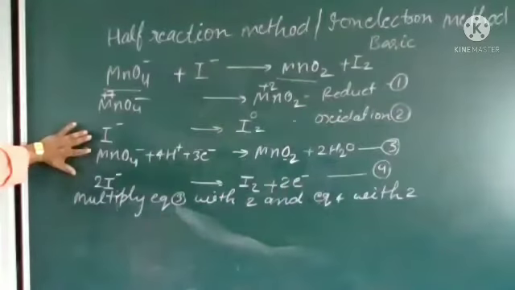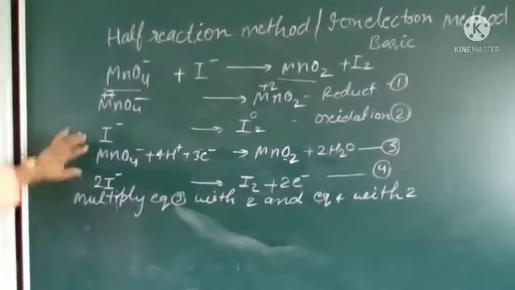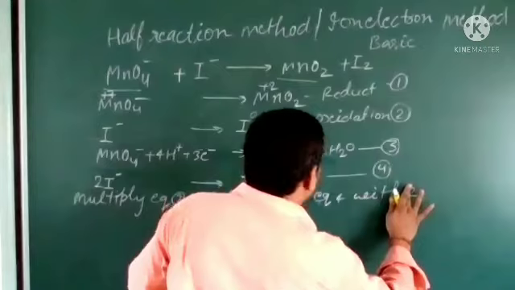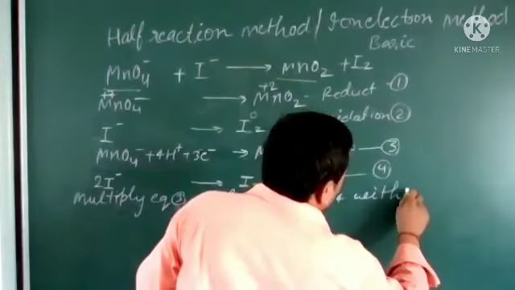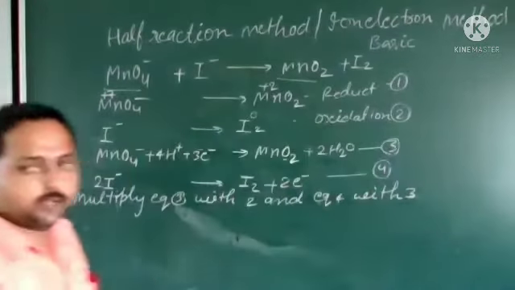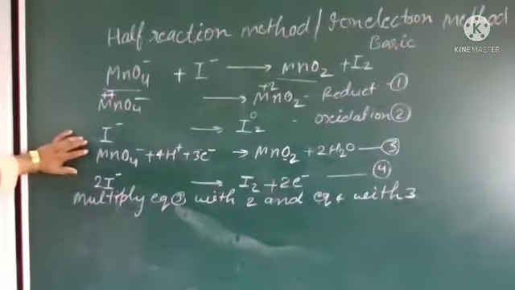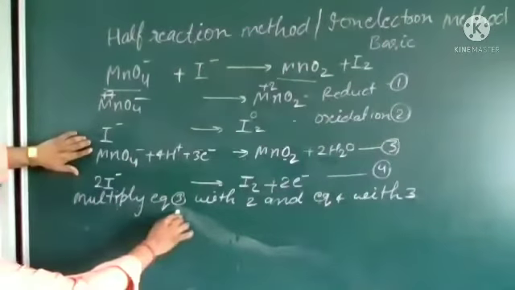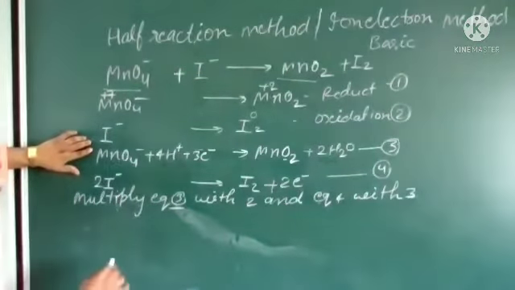So after multiplying, what will be there? Let me check here. Equation 3 is being multiplied by 2 and equation 4 is being multiplied by 3. Sorry, students, here it will be multiplied by 3. Now, equation 3 is being multiplied by 2.